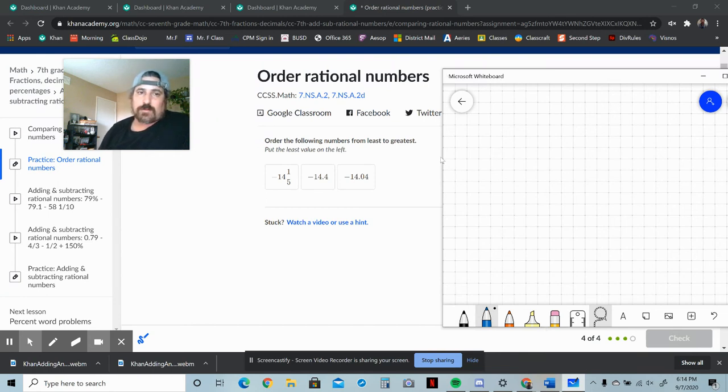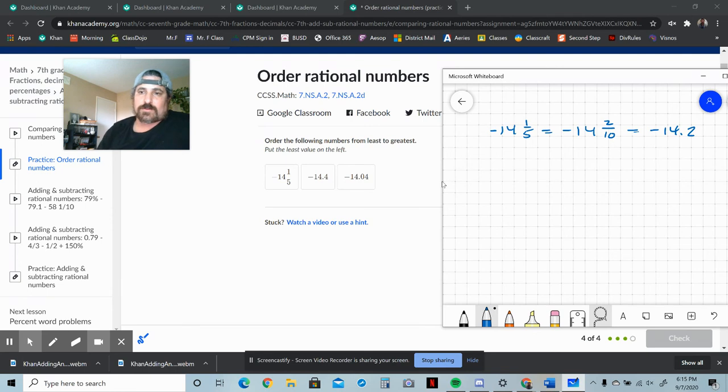So really, you kind of want to work in a reverse world, right? It's least to greatest, so you're looking for the largest values, absolute value-wise, that are actually worth the smallest amount. So let's do it. Let's make a common denominator here. I'm seeing negative 14 and 1/5. That's going to be the same as negative 14 and 2/10 because you can times top and bottom by 2, which is the same as negative 14.2. So we've got negative 14.2, negative 14.4, and negative 14.04.